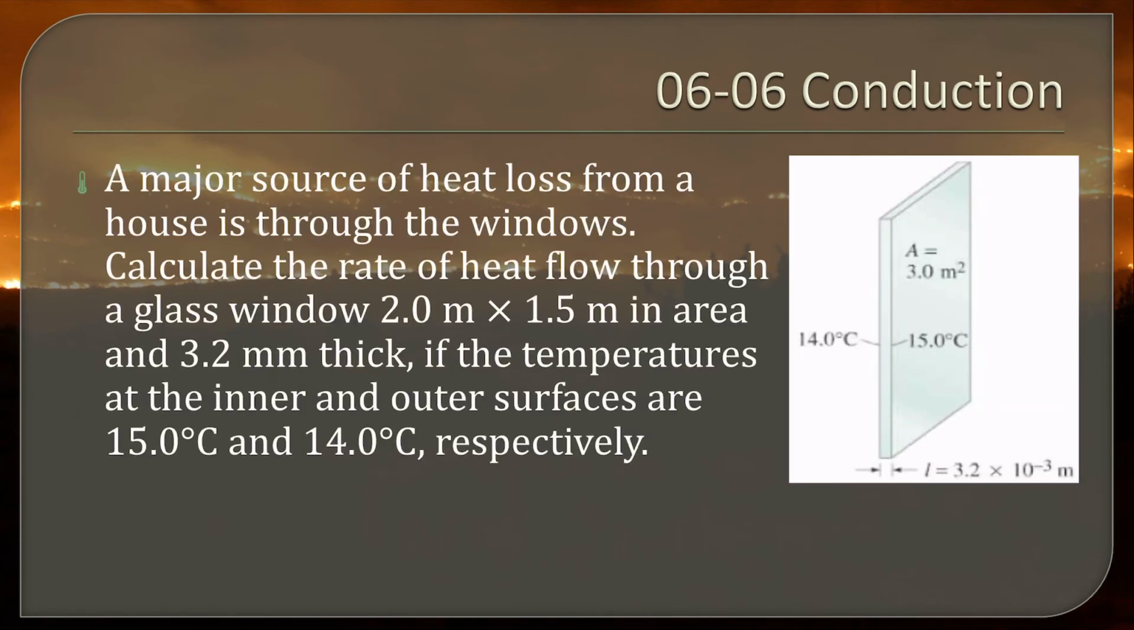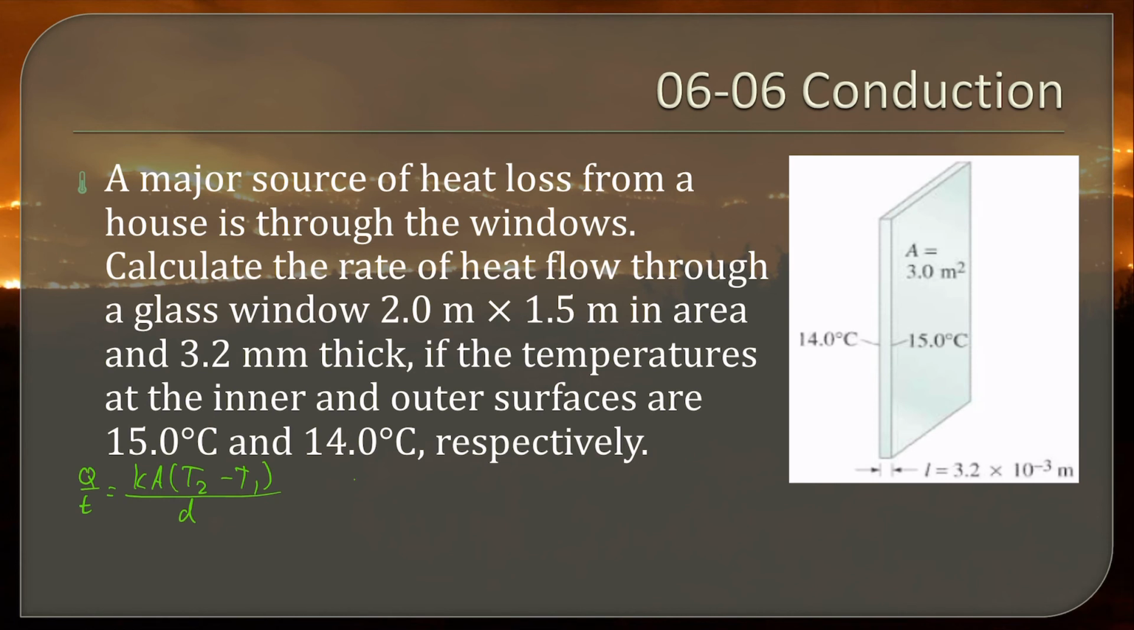A major source of heat loss from a house is through the windows. Calculate the rate of heat flow through a glass window that's 2 meters by 1.5 meters in area and 3.2 millimeters thick. If the temperature on the inner and outer surfaces are 15 degrees and 14 degrees Celsius respectively. All right, well, Q over T is K A (T2 minus T1) over D.